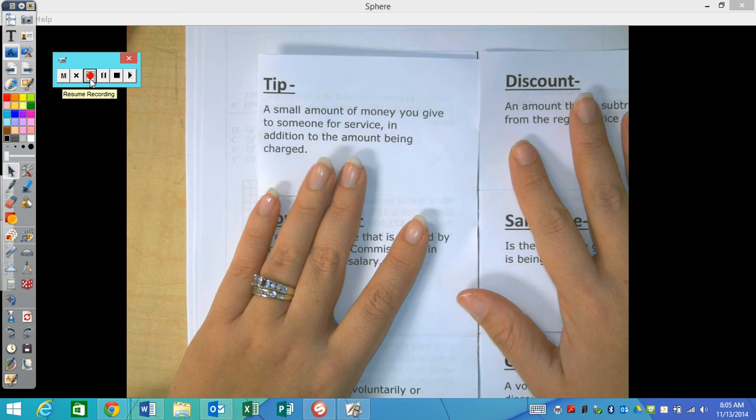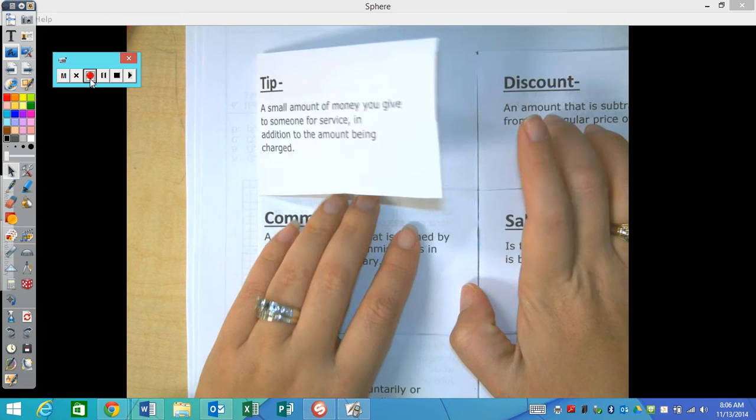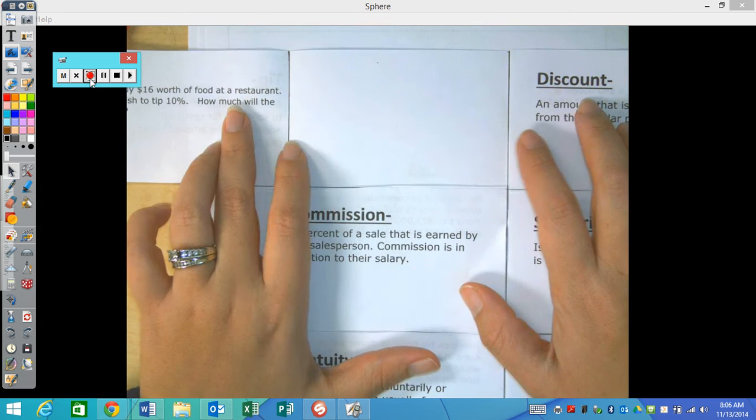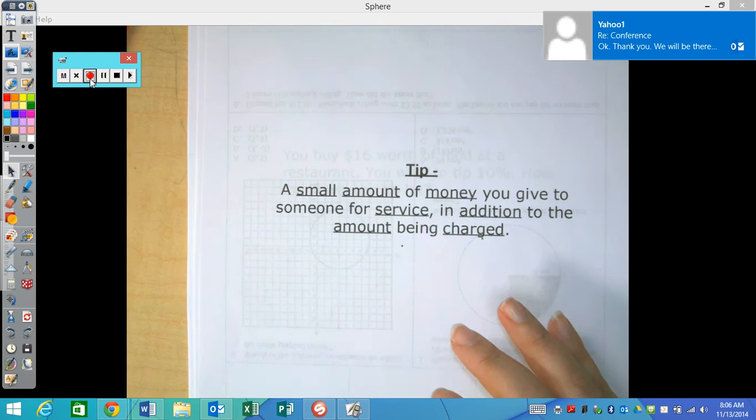Alright, using our foldable, we are going to work on first the tip one. So you will open it up and you'll write on the right below the question, on the question, and then this free space right here. I'm going to use this bigger piece of paper just for recording purposes.